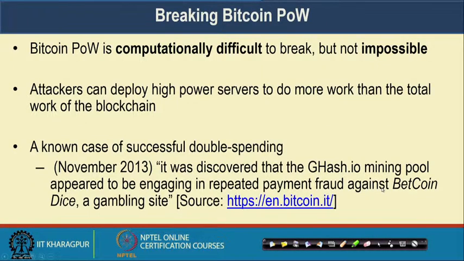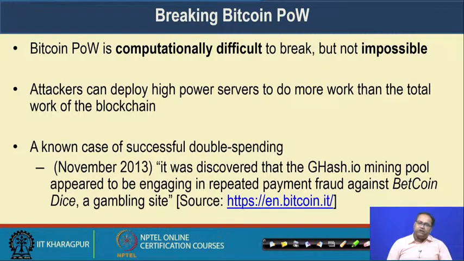Well, now let us look at whether it is possible to break the Bitcoin proof of work or not. As we have mentioned earlier, Bitcoin proof of work is computationally difficult to break, and that is the important term. It is computationally difficult to break, but it is not impossible to break a proof of work based system. The attackers can always deploy high power servers, and by deploying those servers they can do more work than the total work of the blockchain, and that way they can tamper with the entire blockchain network.